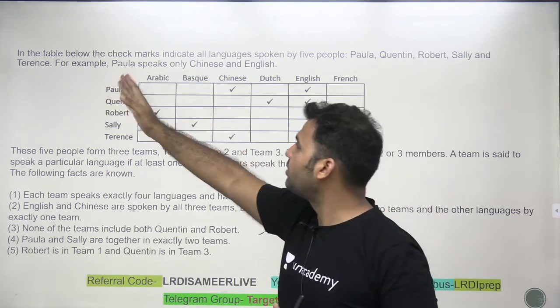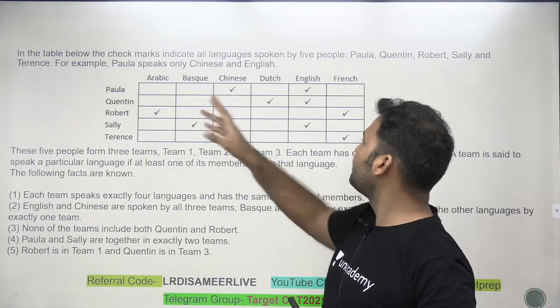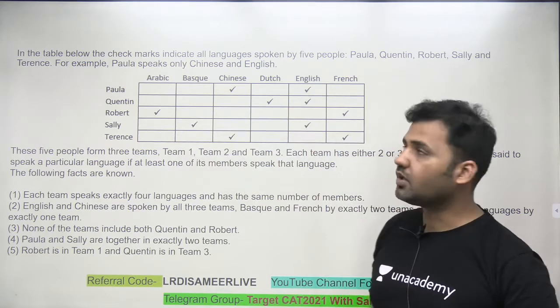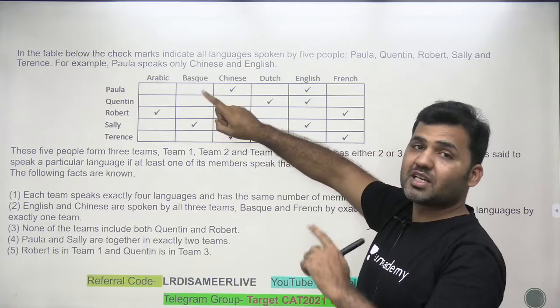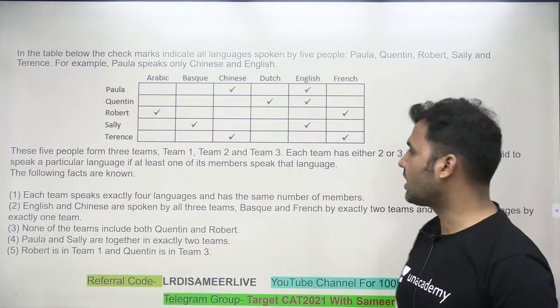So for example, I can say that Paula is speaking 2 languages, Chinese and English. Quentin is speaking only Dutch and English. Robert is speaking Arabic and French, and so on. So if there's a tick mark in front of a person's name, that means that person is speaking that particular language. If there's no tick mark, that means the person is not speaking that language.